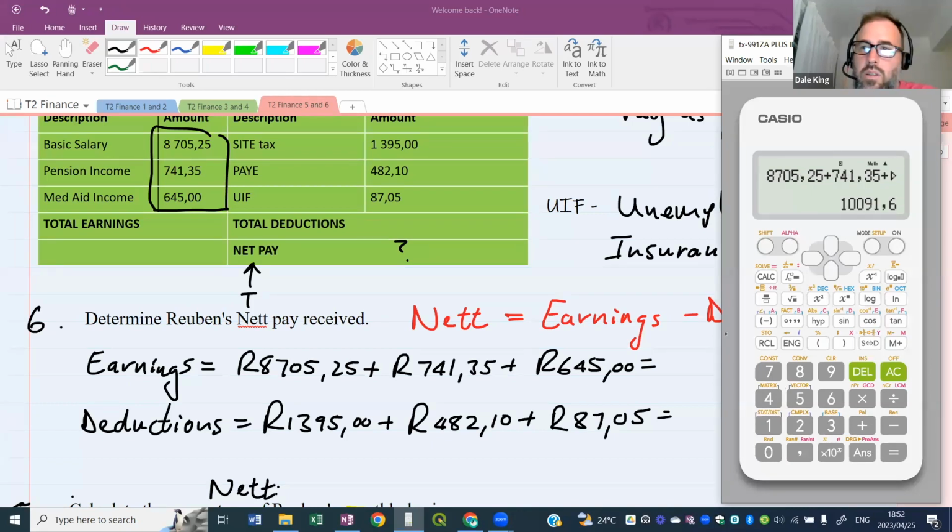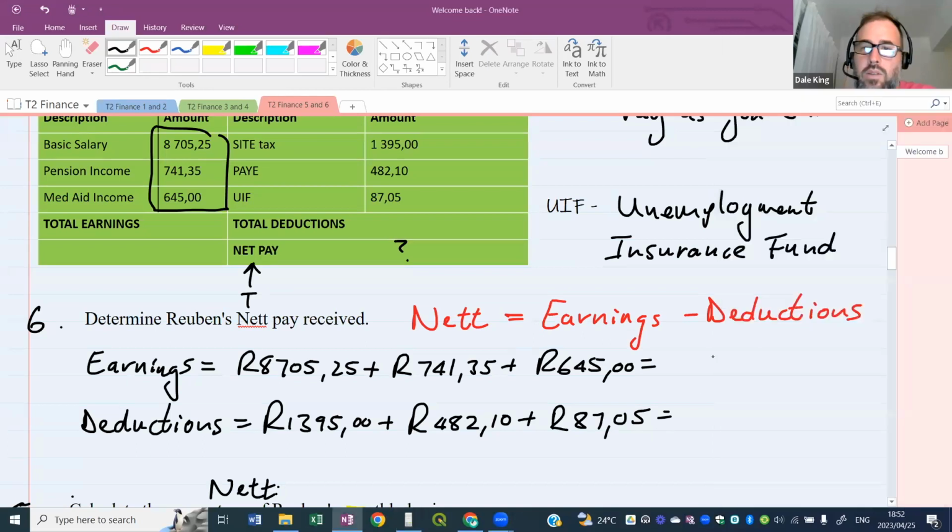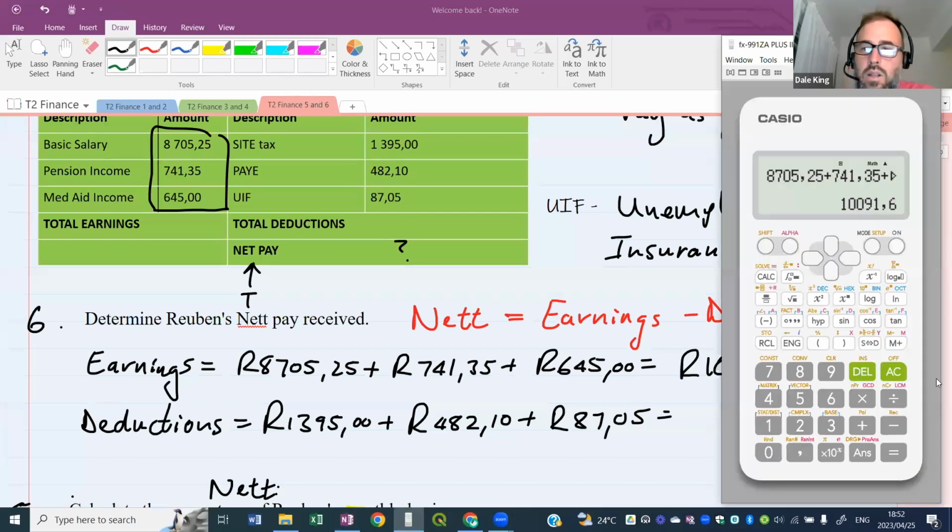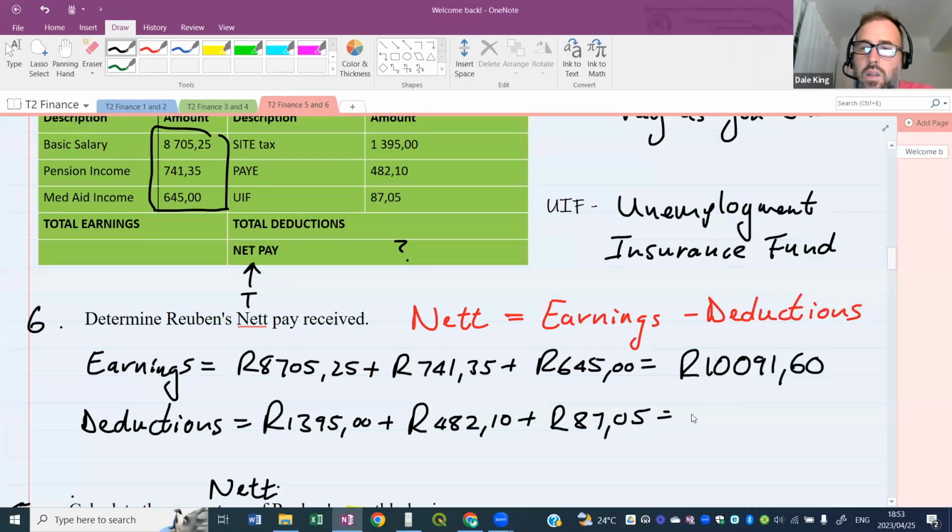So the total earnings is 10,091 and 60 cents. 10,091 Rand and 60 cents. And the total deductions, let's do that quickly, 1395 plus 482 and 10 cents plus 87 and 5 cents. That should be it. 1964 and 15. 1964 and 15. All right, so there we go. Got our total earnings and our total deductions.